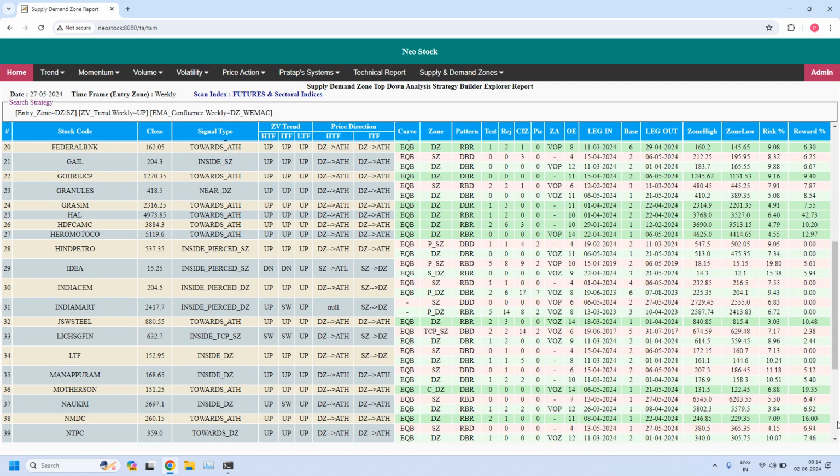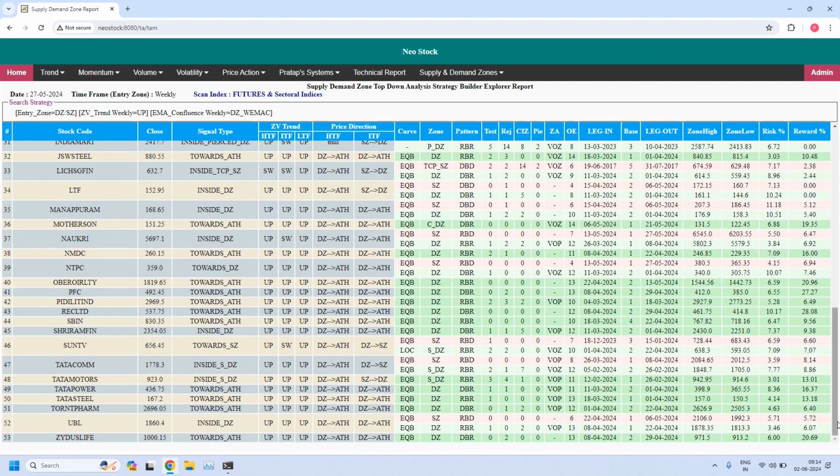Let me scroll the list down. Let us check how many stocks are there. So total 53 stocks are having a weekly EMA confluence. The list is very big. So how to further filter?